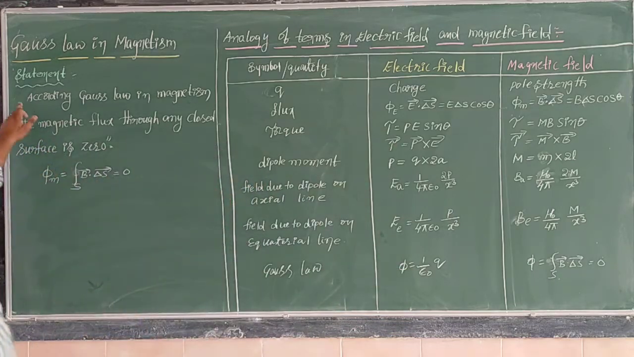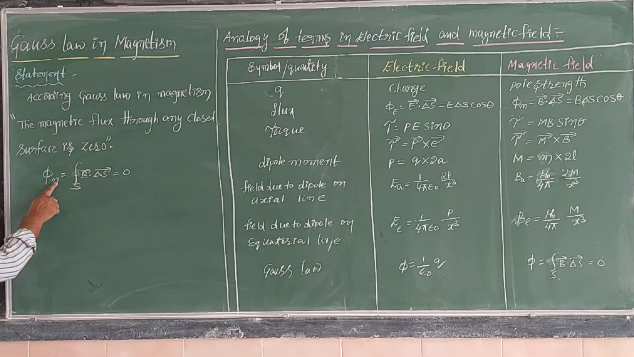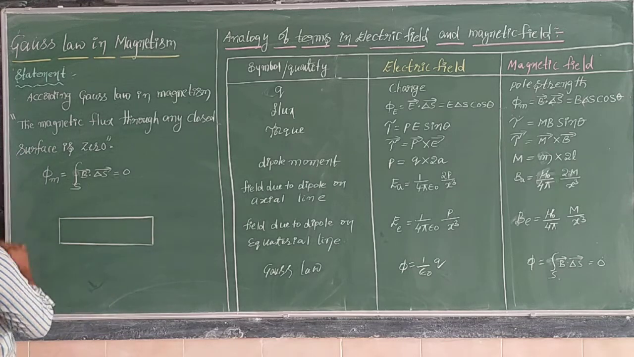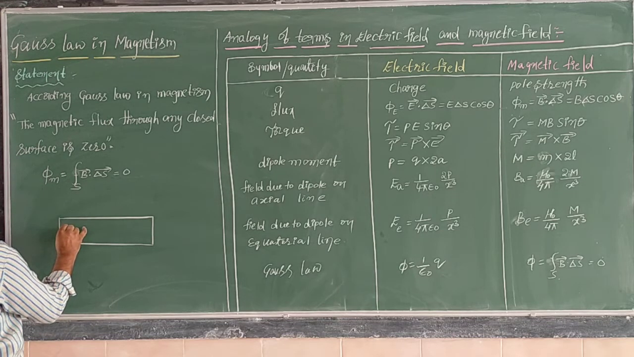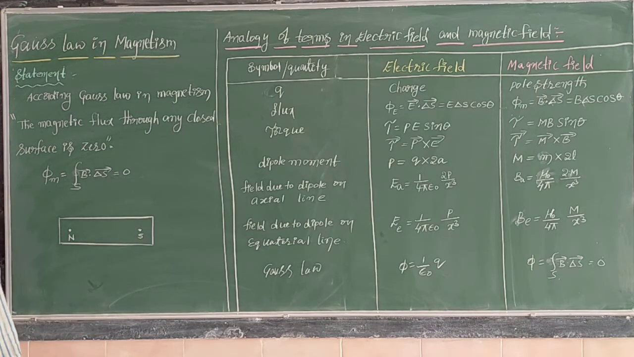What about the Gauss law in magnetism? According to the Gauss law in magnetism, the magnetic flux through any closed surface is zero. The value is zero. How is it? You just see. Now this is nothing but a bar magnet. Here is the north pole of the bar magnet, and this is the south pole of the bar magnet. How can we draw the magnetic field lines here?